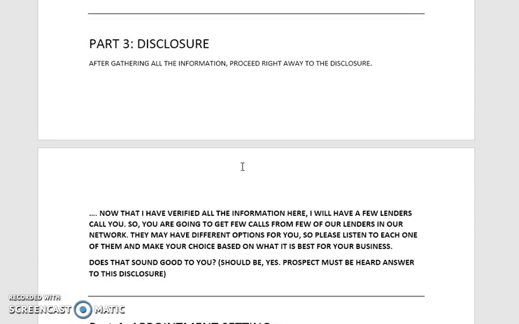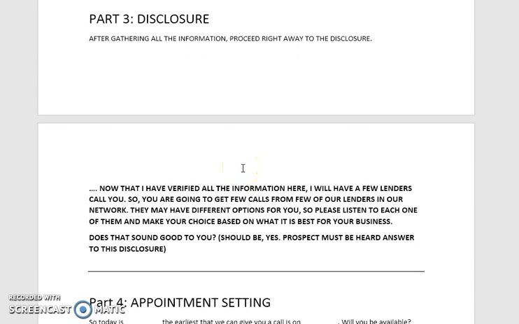Next, as soon as we're done with part number 2, pre-qualifying the prospect, part number 3, the disclosure. Okay? Just for us to be uniform, let's use this disclosure verbatim. Now that I've verified all of the information here, I will have a few lenders call you. So you're going to get few calls from few of our lenders in our network. They may have different options for you. So please listen to each one of them and make your choice based on what's best for your business. Does that sound good to you? You stop and listen. They should be able to say yes.